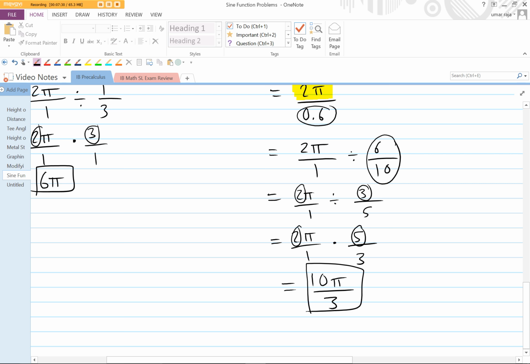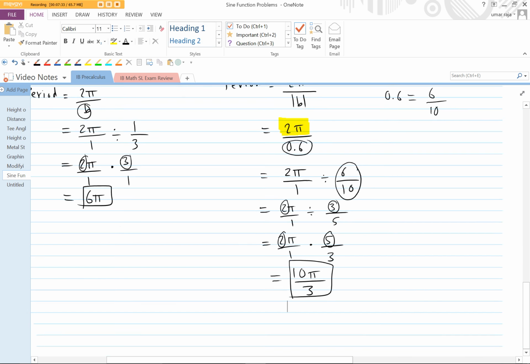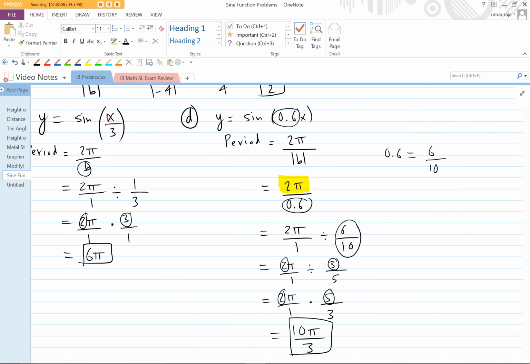Now if you were to put that in the calculator, obviously that's going to give you a decimal, but the thing is, for problems like these, you always want to make sure you give them the answer in terms of a fraction.